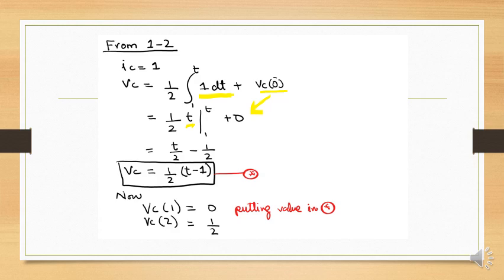Now after putting in the values, we get Vc is equal to 1 by 2 into t minus 1. This is our equation, and it has a t. Next, we put this time interval one by one in this equation. First of all, when we put Vc of 1, t minus 1 is equal to 0. So Vc of 1 is equal to 0. Next, Vc of 2: after putting the value 2 in t, we get Vc of 2 is equal to 1 by 2. This would be used in our further time spans, further time intervals.